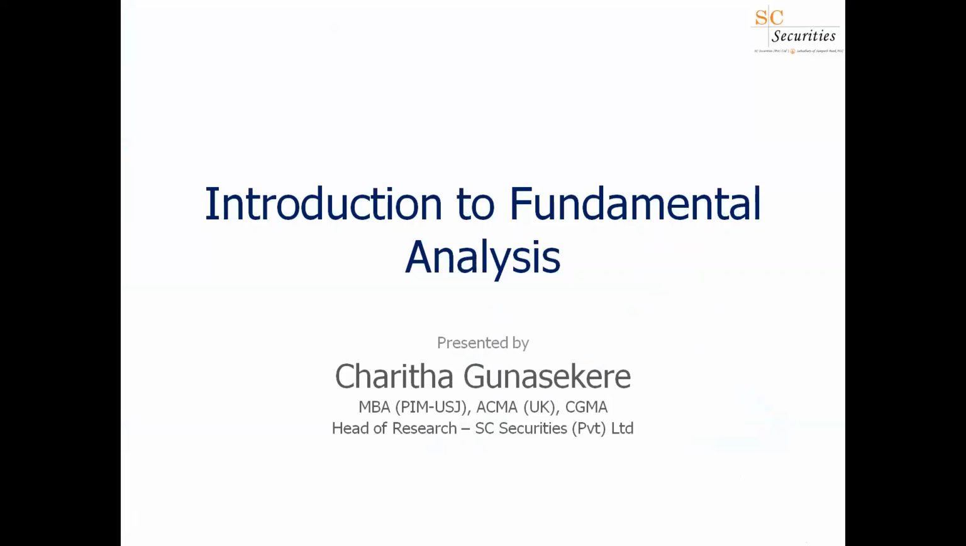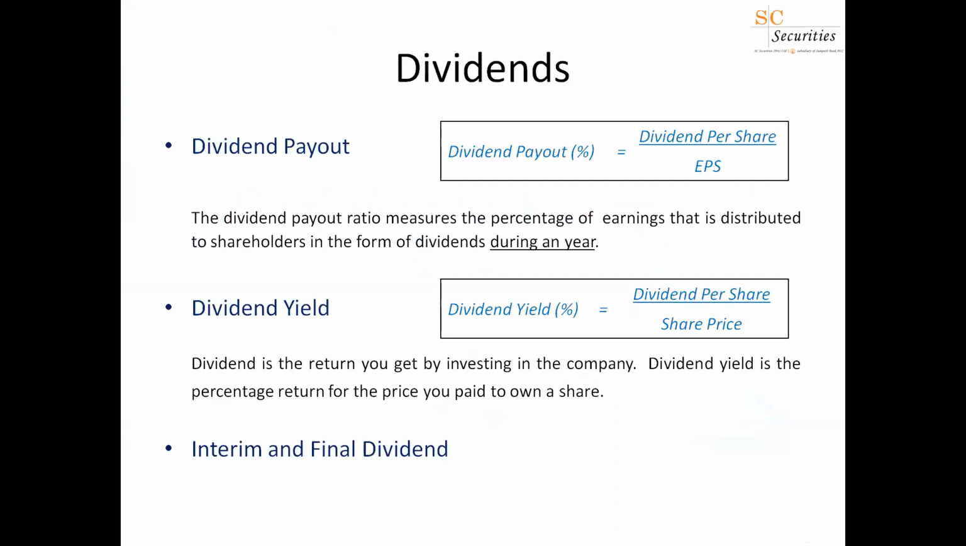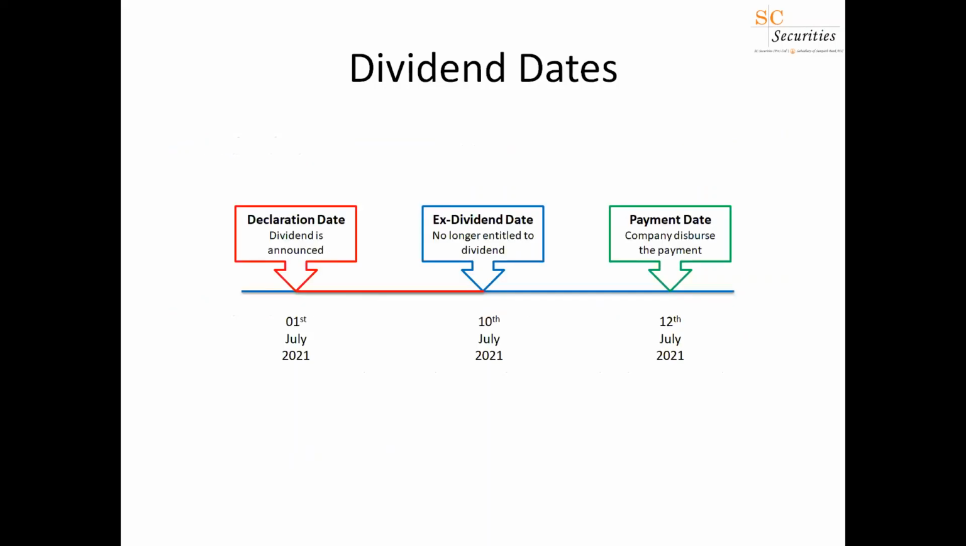During last week, we discussed dividends. We learned what a dividend is, what a dividend payout is, and what the dividend yield is. These are a few indicators that one should look at before purchasing shares. Dividend is sharing out the profit with the shareholders, and you can see what sort of return you would get by investing in a company in terms of dividend, in addition to other benefits such as capital gain. I also spoke about the difference between interim and final dividend and about the dividend dates, how it happens.